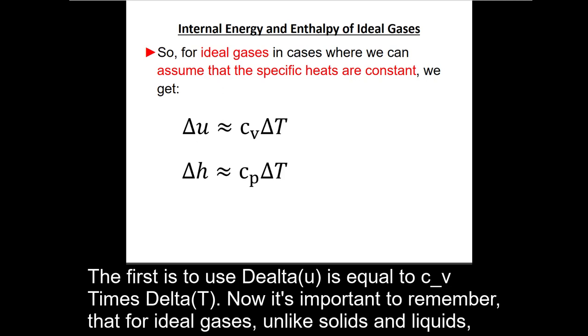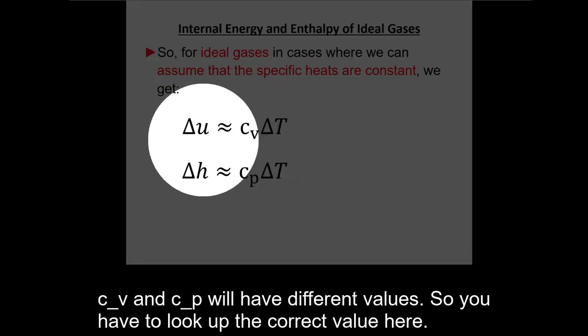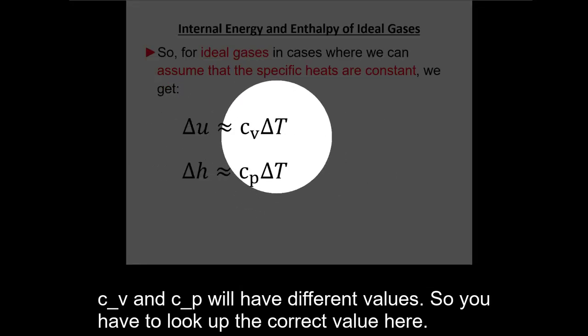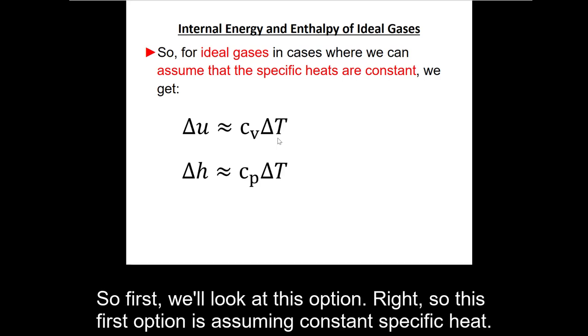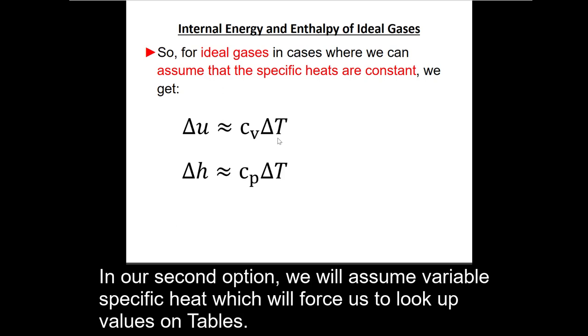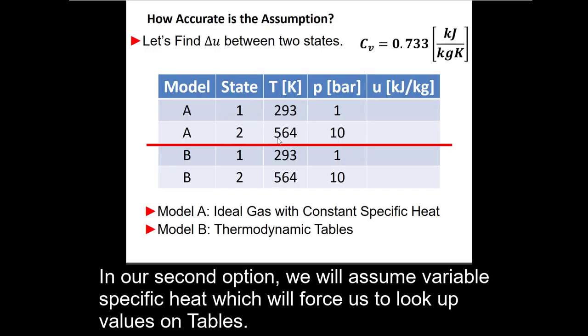Now, it's important to remember that for ideal gases, unlike solids and liquids, Cv and Cp will have different values. So you have to look up the correct value here. So first, we'll look at this option, which is assuming constant specific heat. Our second option, we will assume variable specific heat, which will force us to look up values on tables.